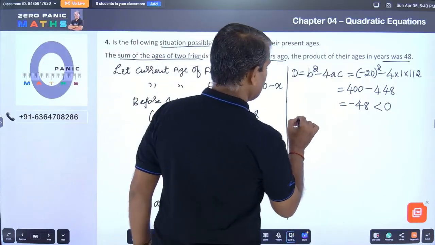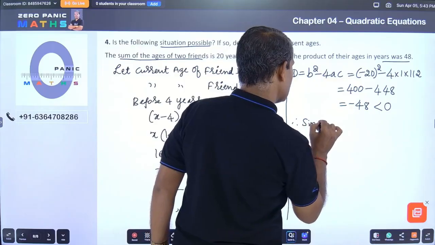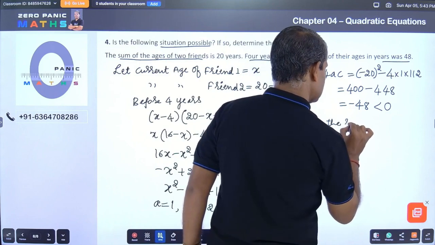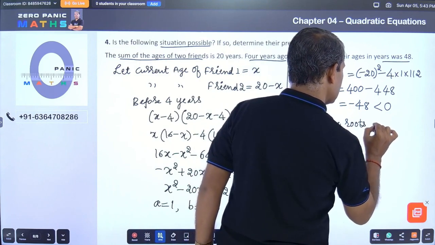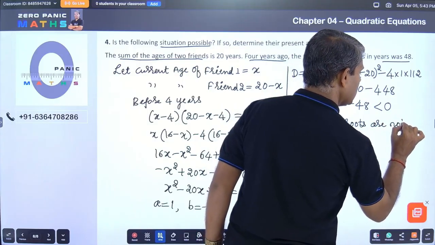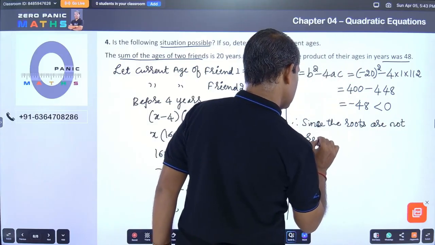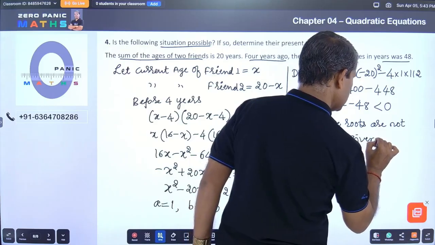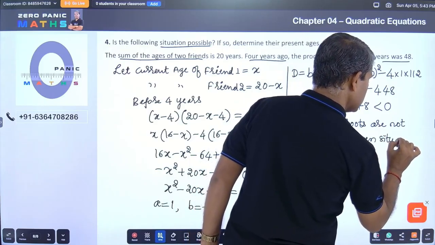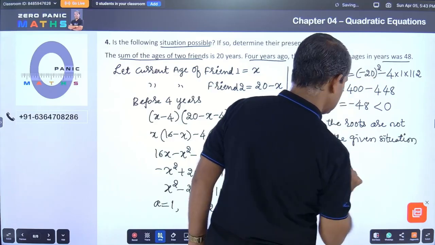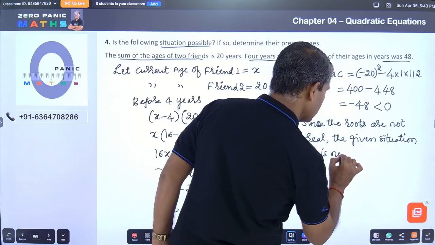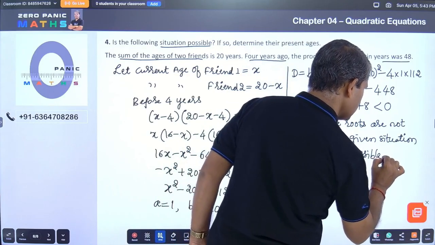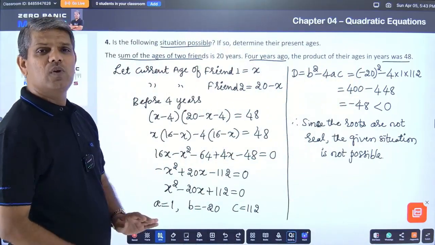Okay, so therefore, since the roots are not real, the given situation is not possible. This is what you have to say finally.